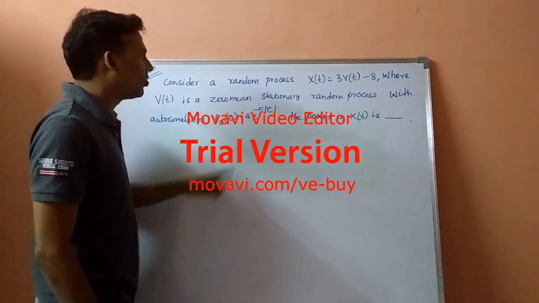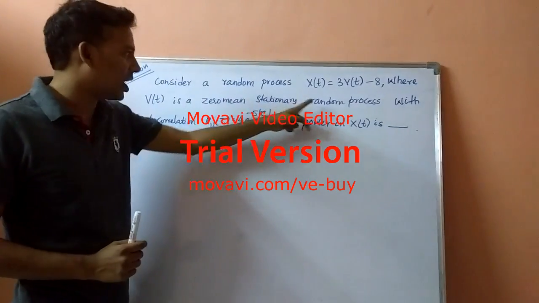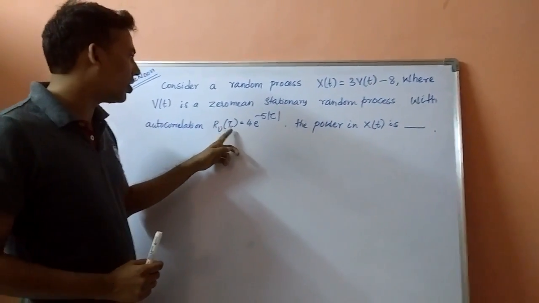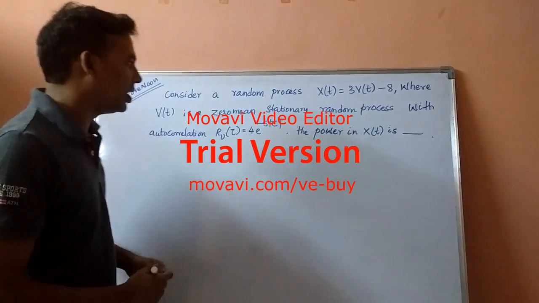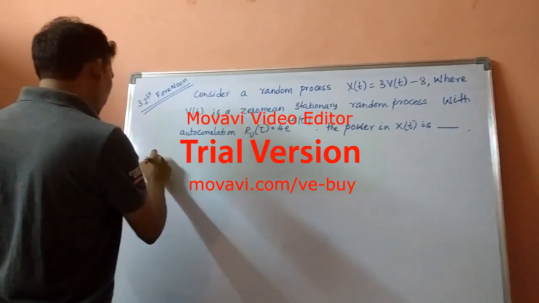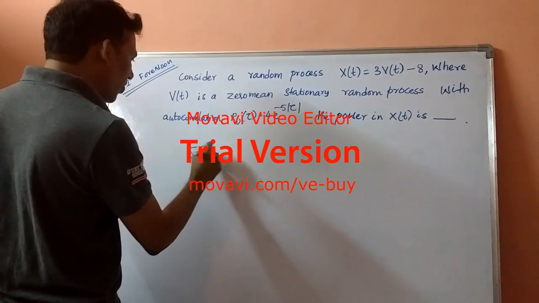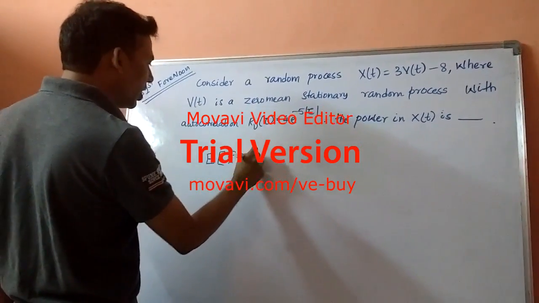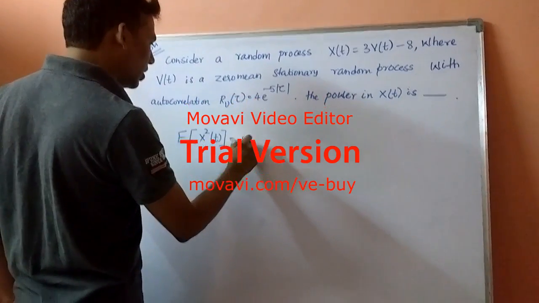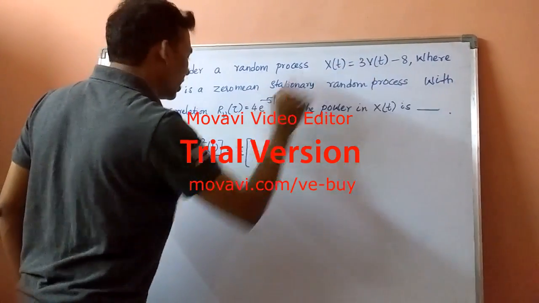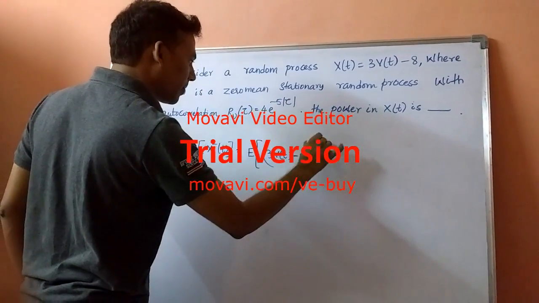Consider a random process capital X of t equal to 3 into capital V of t minus 8, where capital V of t is a zero mean stationary random process with autocorrelation function Rv of tau equal to 4 into e power minus mod tau. The power in capital X of t is the expectation of x square of t, the mean square value of the random process. So this is equal to the expectation of (3 into v of t minus 8) whole square.